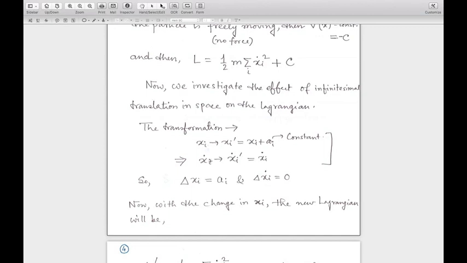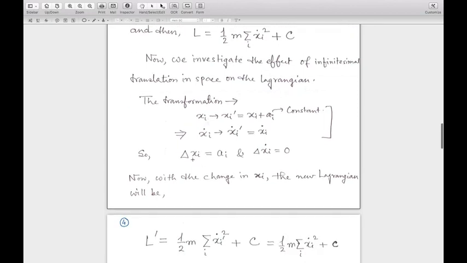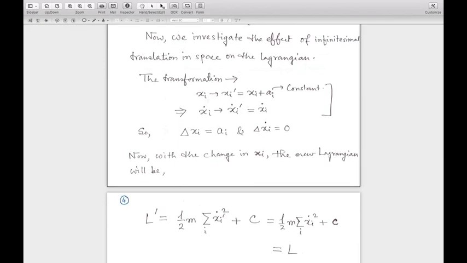Now if x_i is changed by a constant amount, then of course you can understand that x_i dot will not change because a_i is constant. So x_i dot simply will be x_i prime dot, right? So there will be no change in the velocity components. And delta x_i, which is nothing but x_i prime minus x_i, will be a_i, and delta x_i dot will be 0, because in the old and new velocities there will be no change.